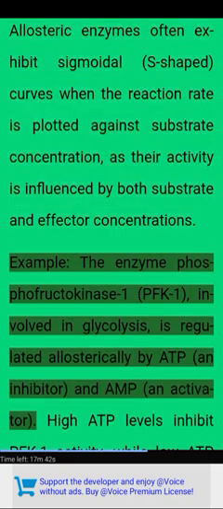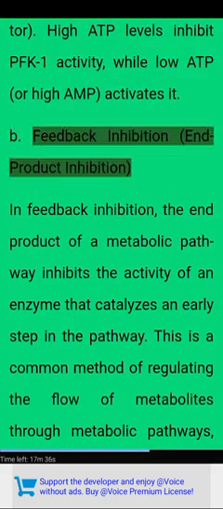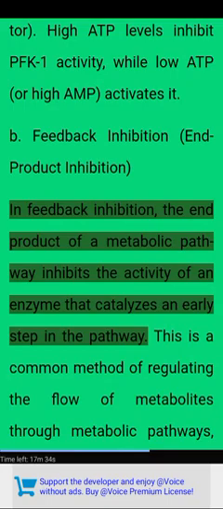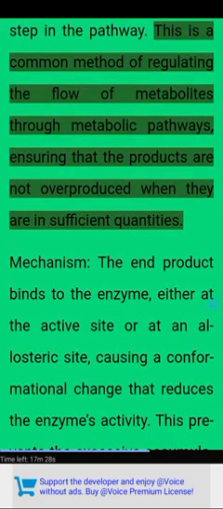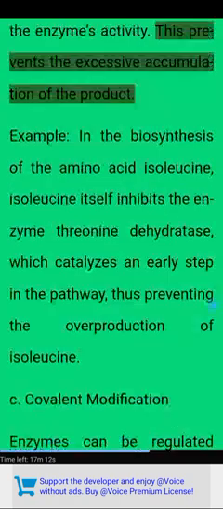Example, the enzyme phosphofructokinase-1, PFK1, involved in glycolysis, is regulated allosterically by ATP, an inhibitor, and AMP, an activator. High ATP levels inhibit PFK1 activity, while low ATP or high AMP activates it. B. Feedback inhibition, end product inhibition. In feedback inhibition, the end product of a metabolic pathway inhibits the activity of an enzyme that catalyzes an early step in the pathway. This is a common method of regulating the flow of metabolites through metabolic pathways, ensuring that the products are not overproduced when they are in sufficient quantities. Mechanism. The end product binds to the enzyme, either at the active site or at an allosteric site, causing a conformational change that reduces the enzyme's activity. This prevents the excessive accumulation of the product.